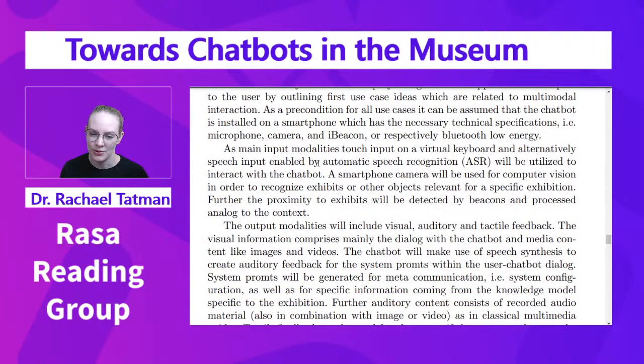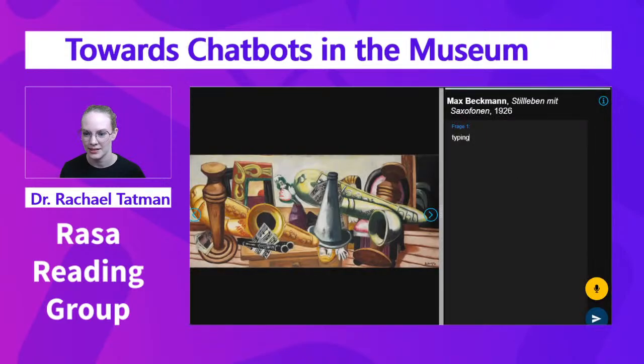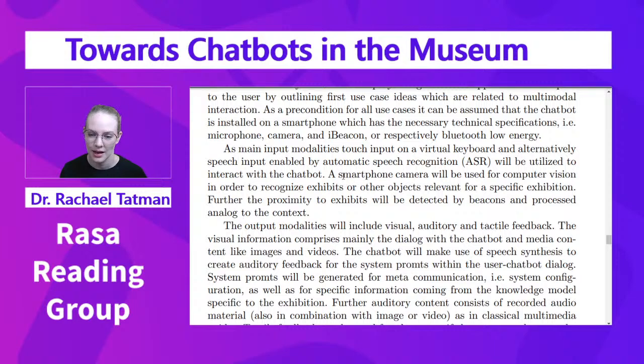As the main input modalities, touch input on a virtual keyboard and alternatively speech input enabled by automatic speech recognition will be utilized to interact with the chatbot. So text here, speech here, both of them get turned into text. A smartphone camera will be used for computer vision in order to recognize exhibits or other objects relevant for a specific exhibition.